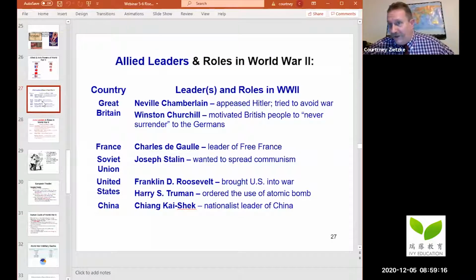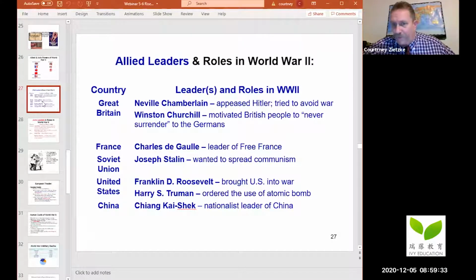And then we had Joseph Stalin of the Soviet Union. Wanted to spread communism. History would prove that Joseph Stalin was actually a worse tyrant than Adolf Hitler was.